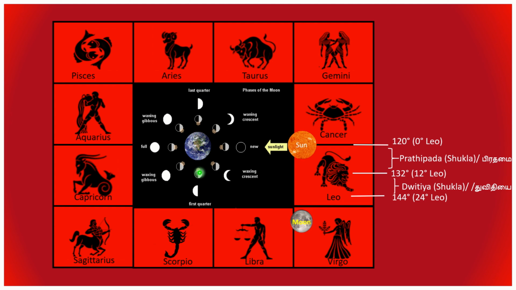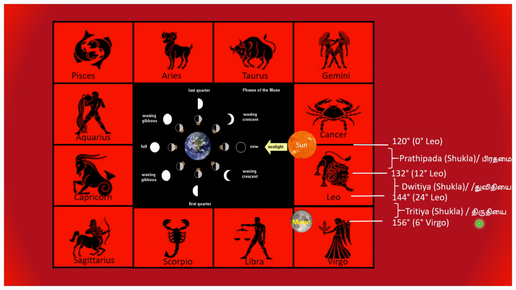And again, as you move further down, as the moon is moving, you have 156 degrees, which is the 6th degree into, you already cross into the Virgo sign. This will be the Tritiya. So it's the third Thithi. So it's Shukla, again because it's a growing moon.